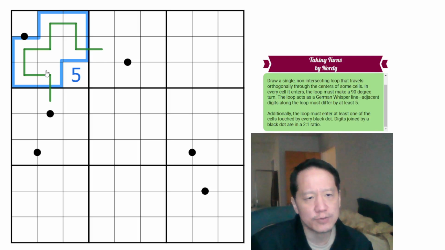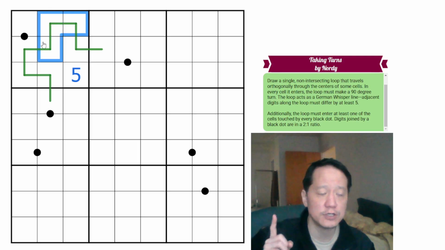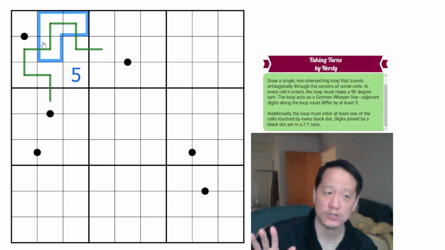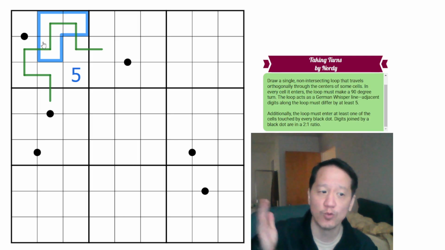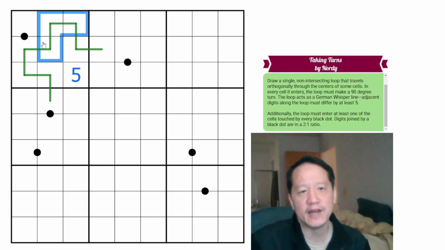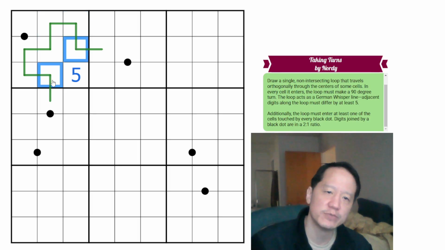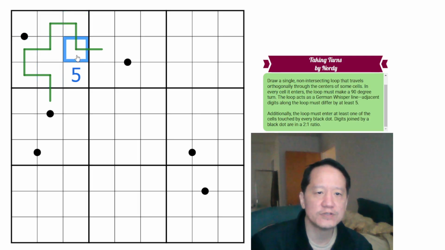Well, on a German whisper line, there are certain digits that can only be next to one unique digit. And those are 4 and 6, right? 4 can only be 5 away from 9 as a digit, and 6 can only be 5 away from 1 as a digit. Any other normal Sudoku digit is not 5 away from 4 or 6. So one of these, actually I guess both of these could be 4 or 6. But we know these 5 cannot be. So one of 4 or 6 is here at least.